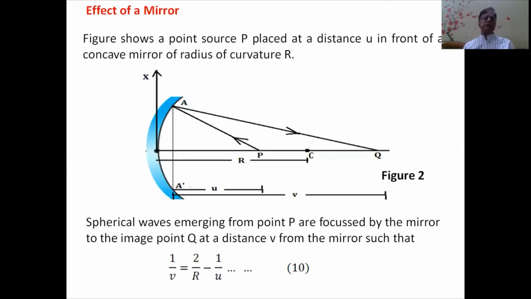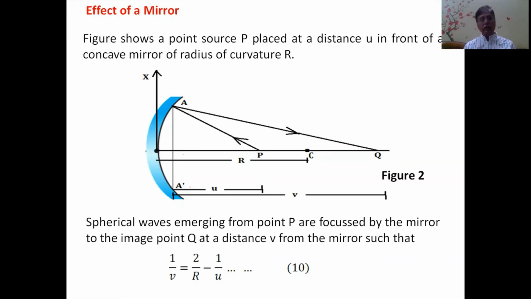Now, next point is, let us consider the effect of a mirror. In the figure, I have shown a concave mirror, and this could be a convex mirror also. This could be a plane mirror also. Now we have a concave mirror over here, and we have a point source P, at a distance u in front of the concave mirror, and the radius of curvature of this mirror is r. You can see this r is the radius of curvature of the mirror, and center of curvature is at C.